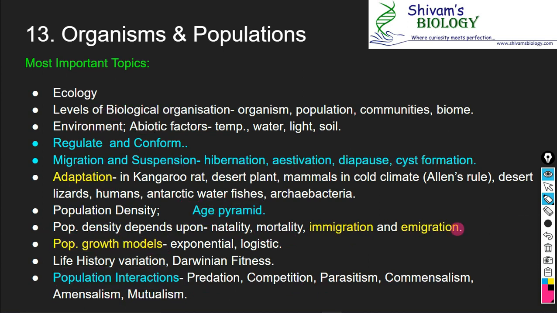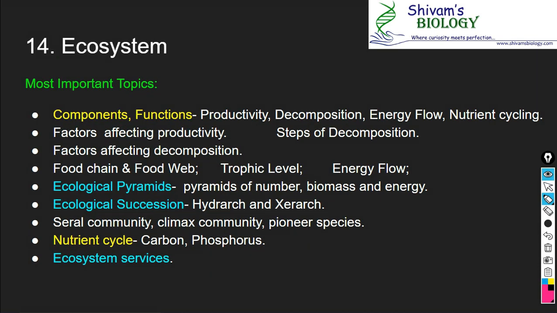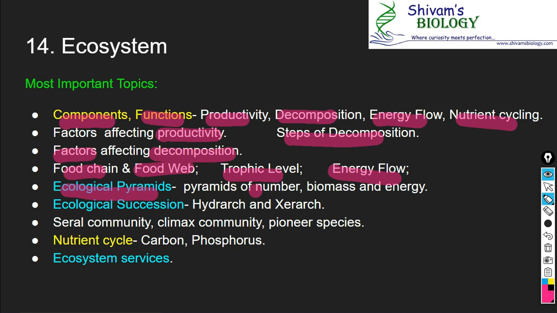Let's proceed to the next chapter, and this chapter is ecosystem. Various components of ecosystem, functions of ecosystem are important, that is productivity, decomposition, energy flow, nutrient cycling. Factors that affect productivity are quite important. Various steps of decomposition are important. The factors that affect decomposition are important. After that, food chain and food web are very important. Trophic level, you should understand the concept of trophic level and energy flow. Ecological pyramids, the pyramid of number, biomass and energy, you should understand them very well from your NCERT textbook.